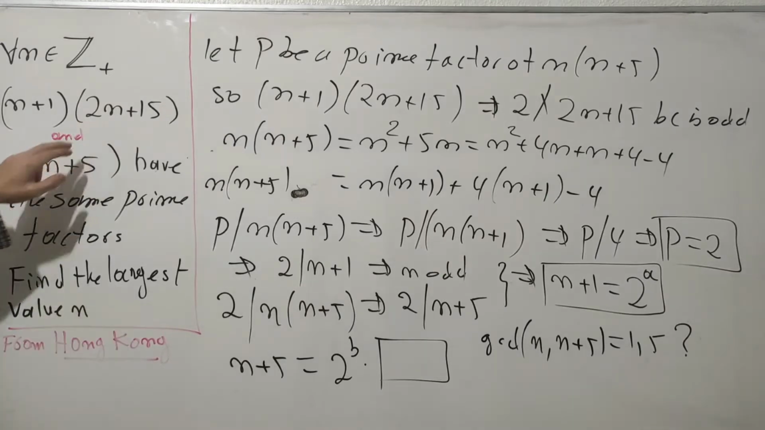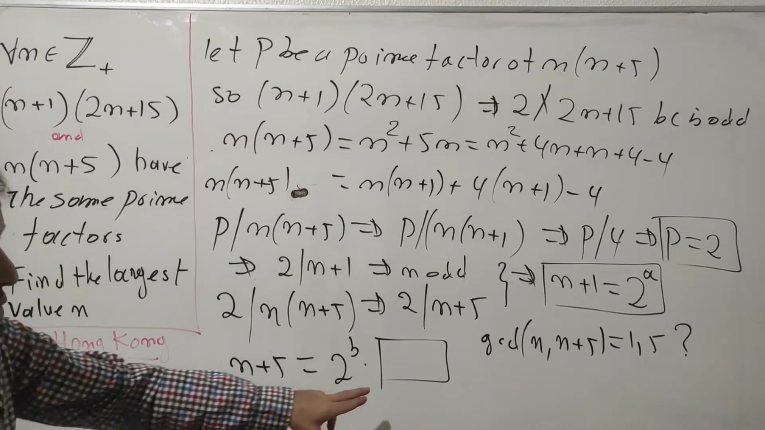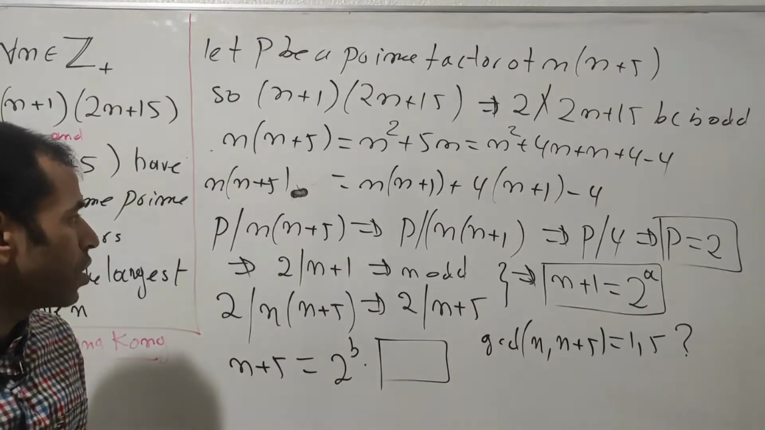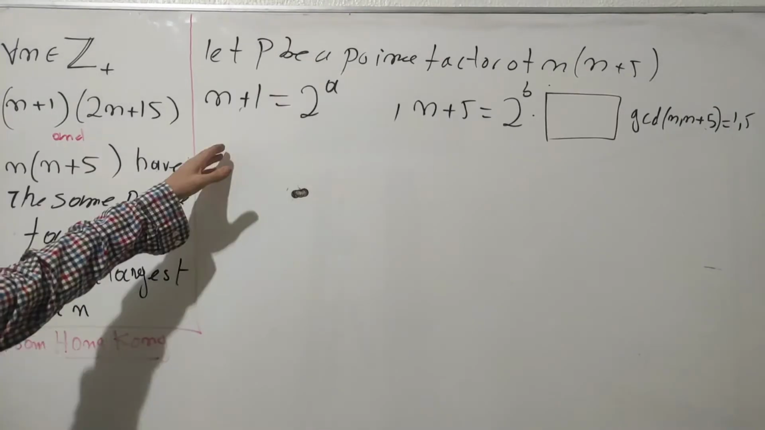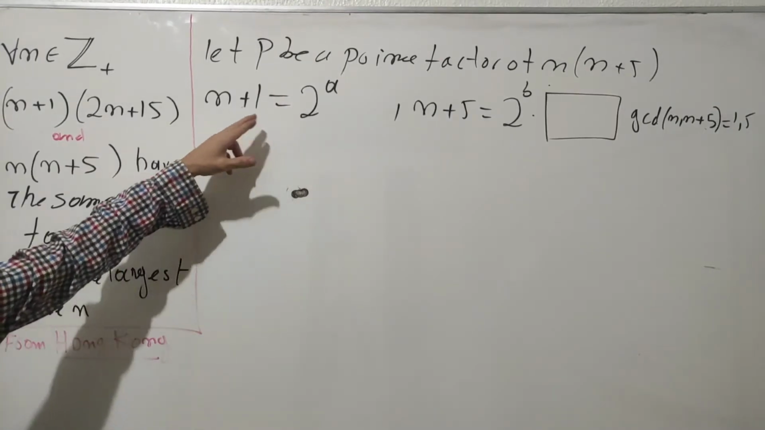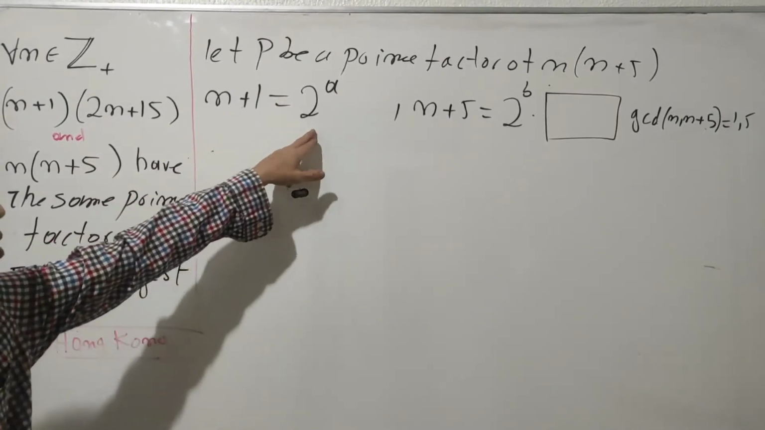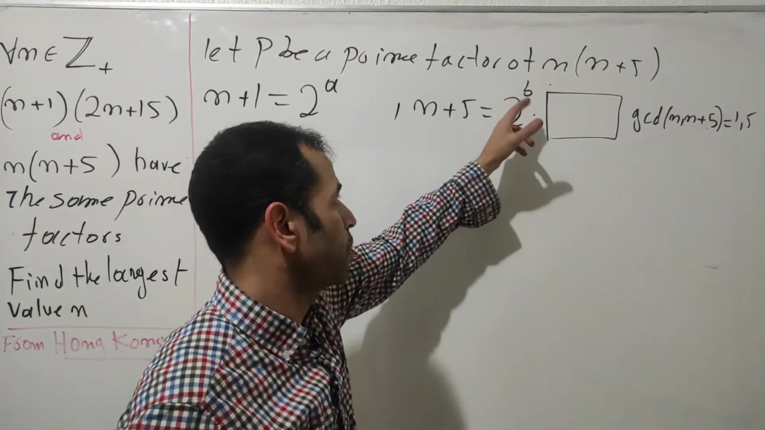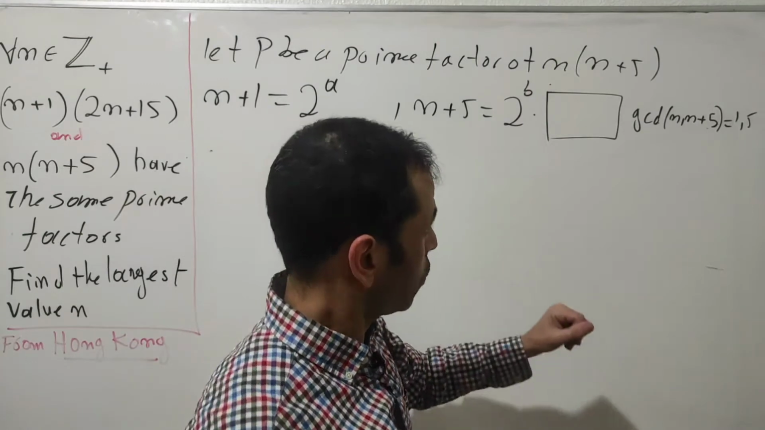Okay, we need to work on this product in order to find out what's inside of this box. Now let's get rid of this one and move on to the next step. Previously we have extracted this information. We get n plus 1 equals a power of 2. Also we get n plus 5 equals a power of 2, but multiplied by something else. We don't know about it yet.